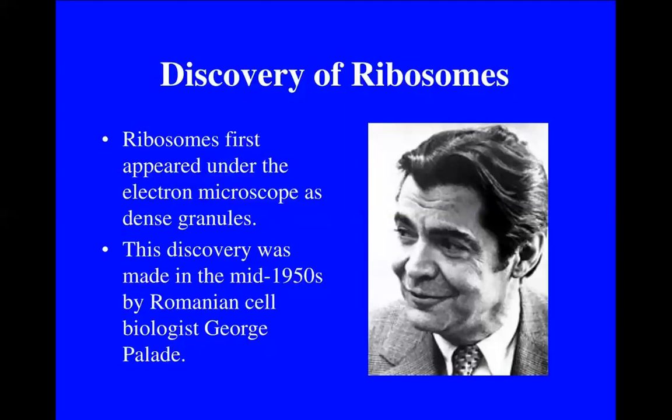Now, Dr. Palade discovered apparently the ribosomes. What exactly they are, I looked at some information. I'm going to approximate some kind of an explanation. So you see here the discovery of ribosomes. Ribosomes first appeared under the electron microscope as dense granules, or particles, and they actually called them the Palade particles. This discovery was made in the mid-50s by Romanian cell biologist George Palade. Bravo to him. Born in Iași, in Romania.